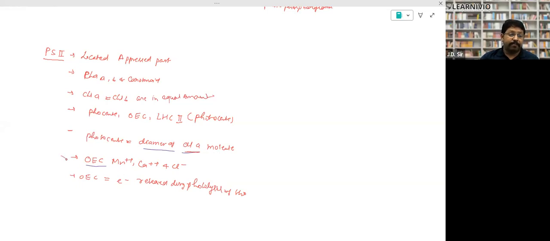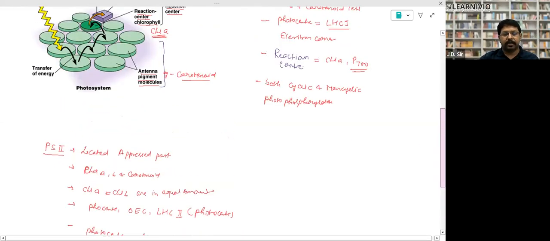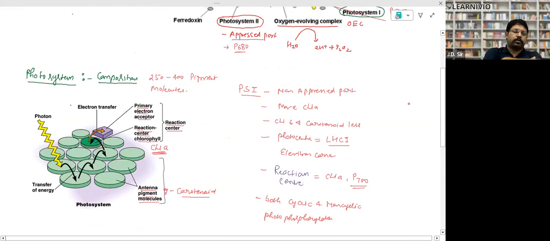Now this is very important. The oxygen evolving complex, which is present at the photocenter of PS2, is made up of magnesium ion, calcium ion, and chloride ion. The oxygen evolving complex releases the electron during the photolysis of water, right? So this is PS1 and PS2. Tell me, is it clear or not? Photosystem, clear or not? Tell me, guys.